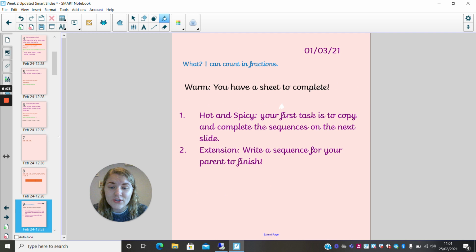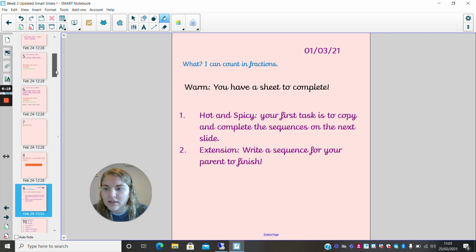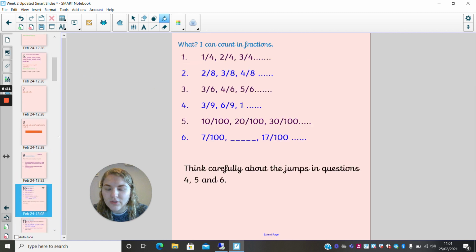Okay, so warm children, now you have a little sheet to complete by yourself that's saved in the folder with the answers. So off you go and do that, but check in at the end of the video. And hot and spicy people, you have to copy and complete the sequences on the next slide, sorry. Okay, so here are your sequences. So you'll be able to pull this up in the daily planner. The slides will be in there so you can see it nice and big, or you can just pause the screen and copy it off here.